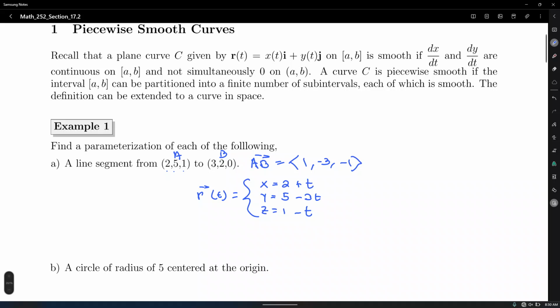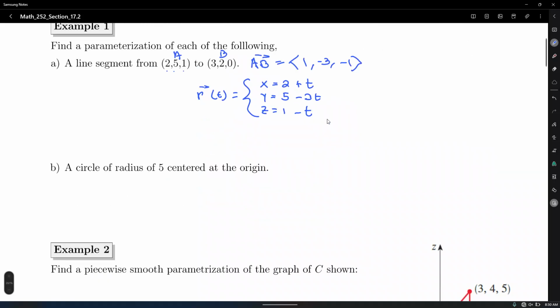All right? Let's parameterize a circle of radius 5 centered at the origin. How do we parameterize a circle? First of all, let's write the equation: x squared plus y squared equals 25. So r of t, in parametric form, x equals something, y equals something. How do we parameterize a circle?